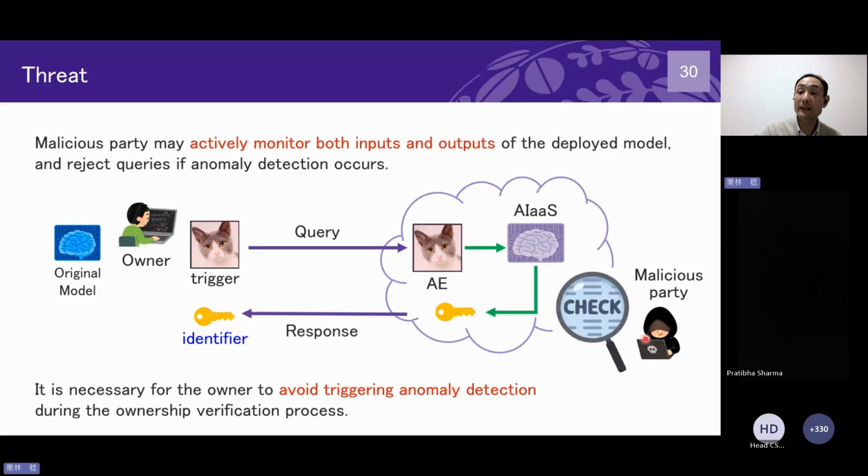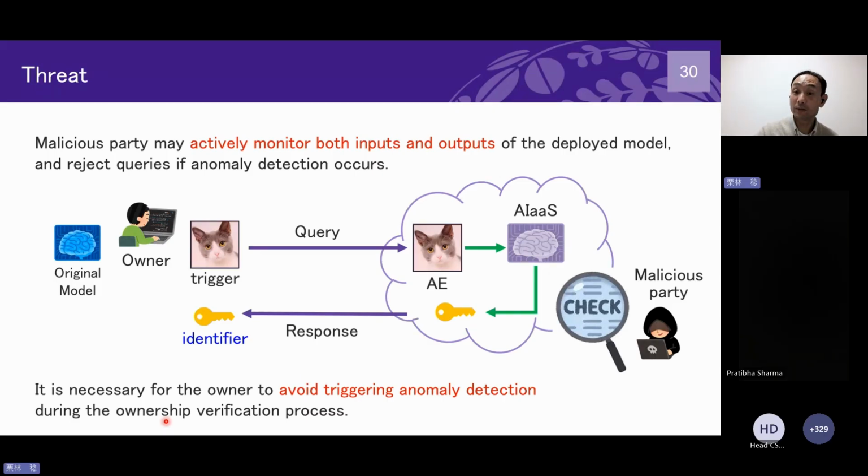In this case, the malicious party can observe the input from the owner and try to check the output from the AI model. If the malicious party finds there are some irregularities, then the malicious party will reject the queries from the owner. Right? So in this sense, it is necessary for the owner to avoid triggering anomaly detection during the ownership verification process.